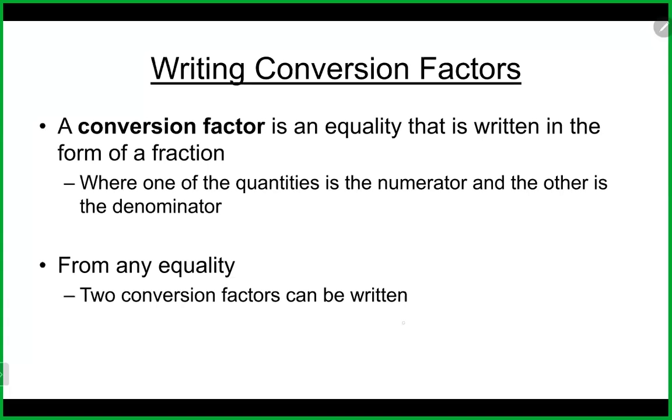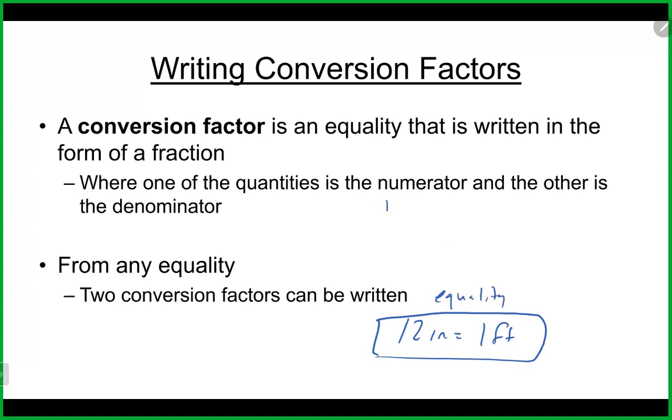So again, if you have 12 inches equals 1 foot, that is an equality. They both represent the same amount of distance or length. And from any equality, you basically write two conversion factors from them. And they're basically just fractions. You could go 12 inches over 1 foot or 1 foot over 12 inches.